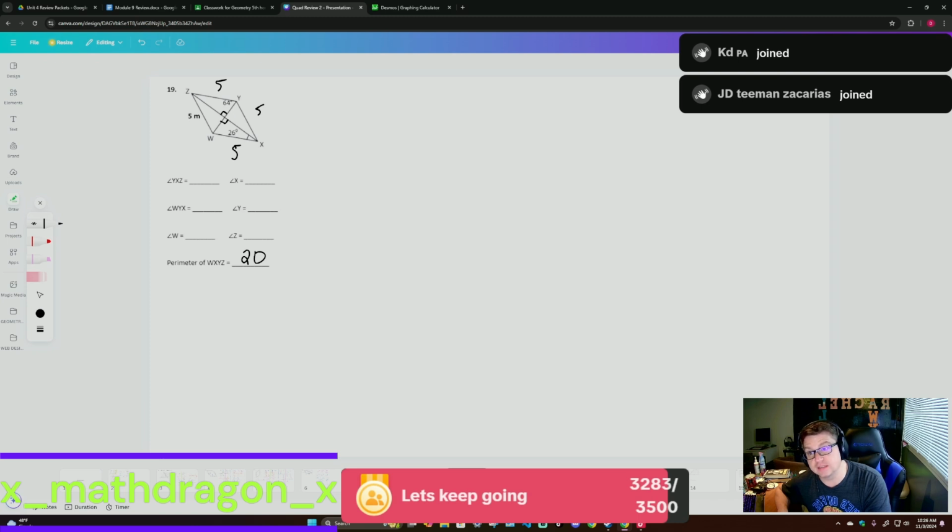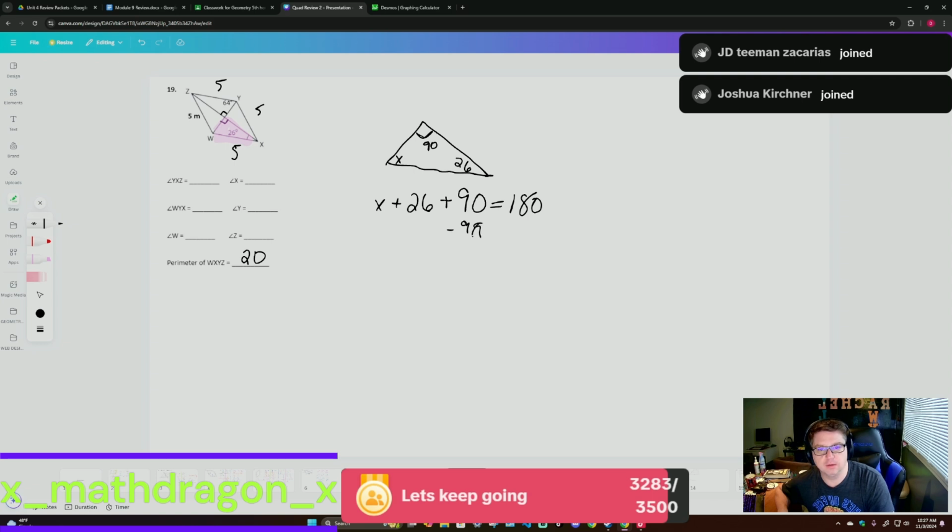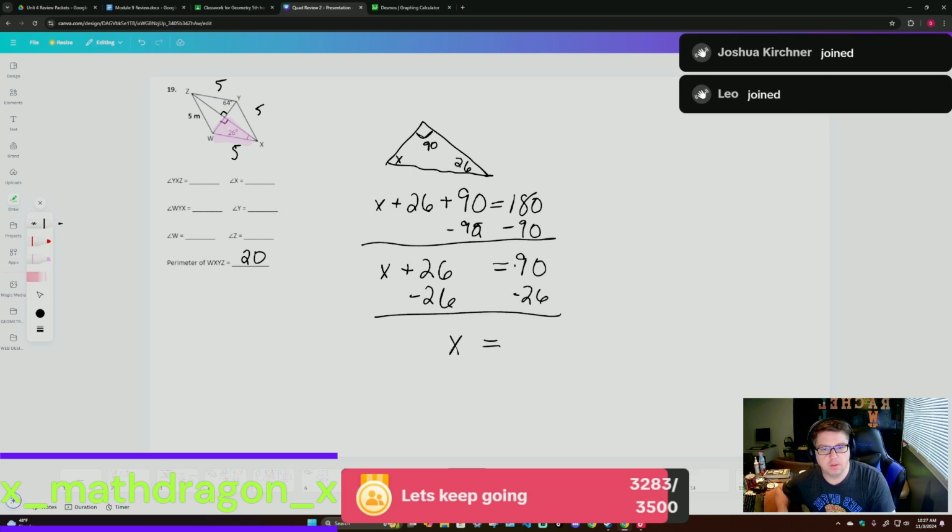And if this is 26, I'm just focusing on this triangle right here. So let's blow that triangle up a little bit. If I know this angle is 26, and I know this box in the corner stands for 90 degrees, then I can solve for that, because x plus 26 plus 90 equals 180. Subtract 90, and usually in these situations, you could always just set x plus 26 equal to 90, because once we subtract 90, we're cutting it in half. Minus 26, and x is going to equal 64. So we know this is 64 up here.